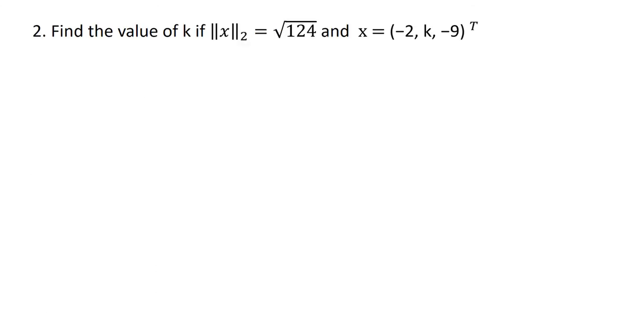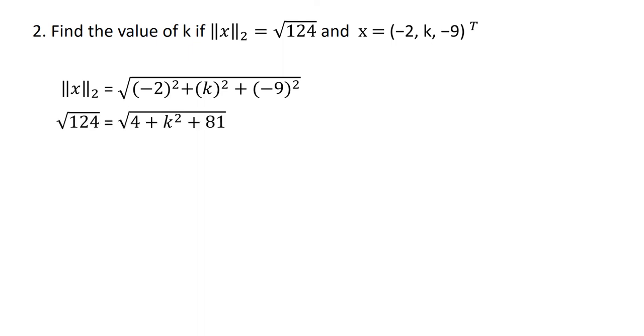Let's take an example. Find the value of k if L2 vector norm is equal to the square root of 124 and vector S is equal to negative 2, k, negative 9 transpose. We now know the formula for L2 vector norm. Let's put our vector values into the formula straight away, and this will give us L2 vector norm equals the square root of negative 2 square plus k square plus negative 9 square. The value for L2 vector norm is the square root of 124.